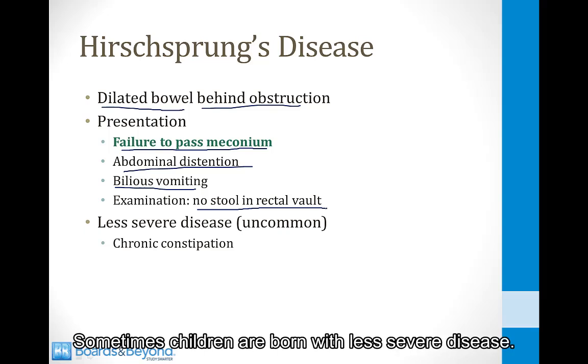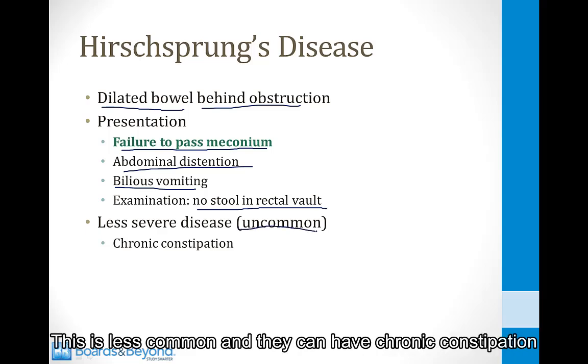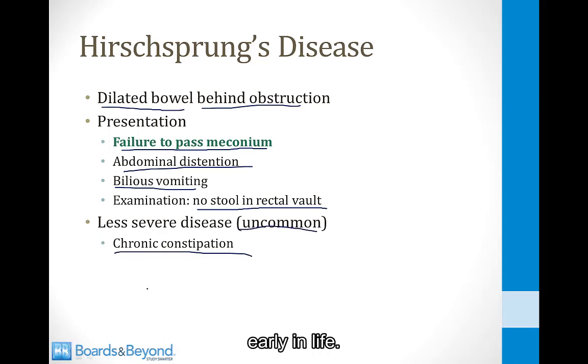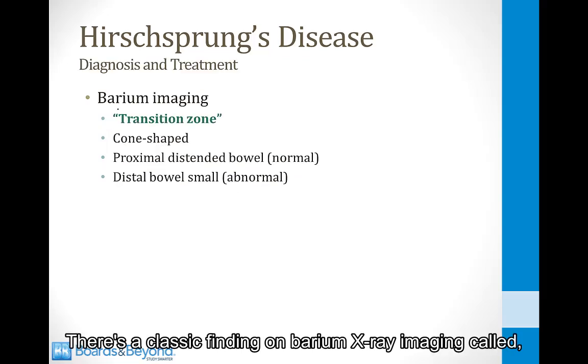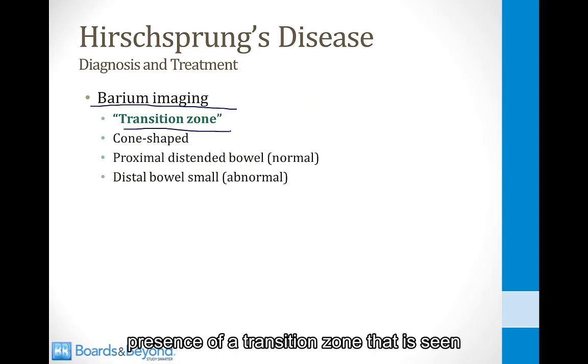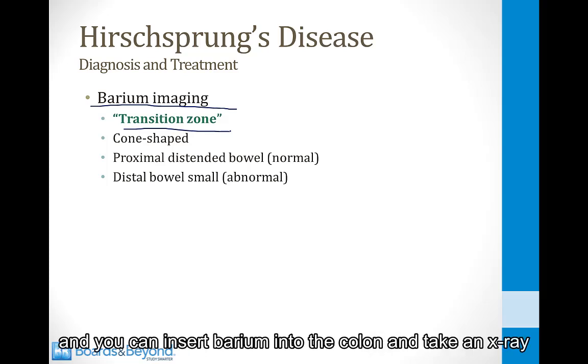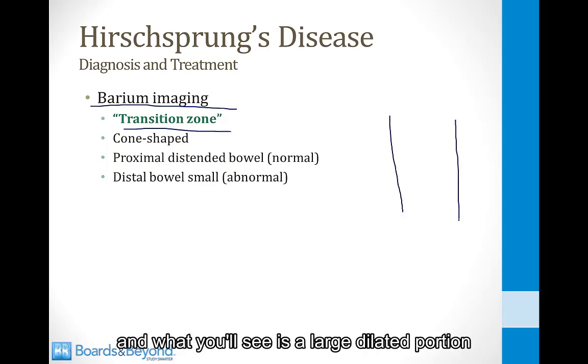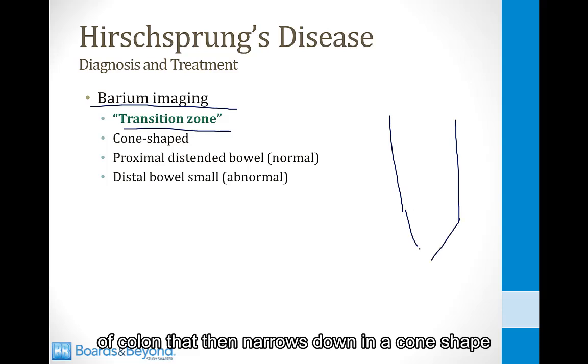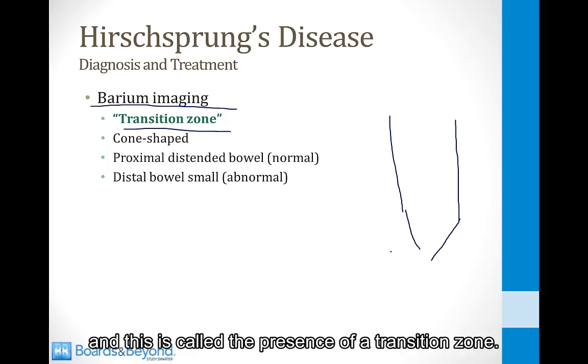Sometimes children are born with less severe disease. This is less common, and they can have chronic constipation early in life. There's a classic finding on barium X-ray imaging called presence of a transition zone that is seen in babies with Hirschsprung's disease. Barium is contrast material that lights up on X-ray, and you can insert barium into the colon and take an X-ray, and what you'll see is a large dilated portion of colon that then narrows down in a cone shape, and this is called the presence of a transition zone.